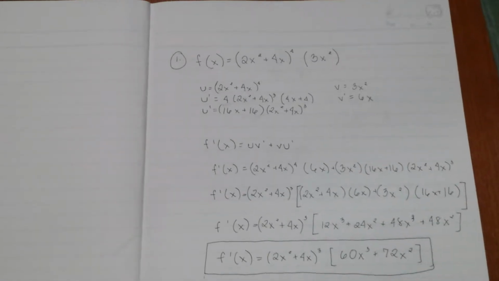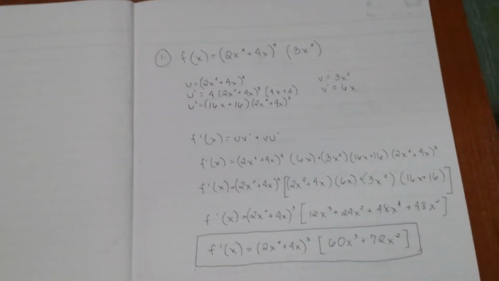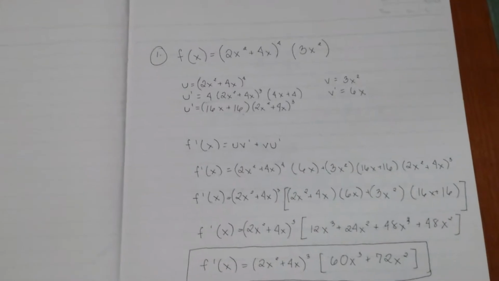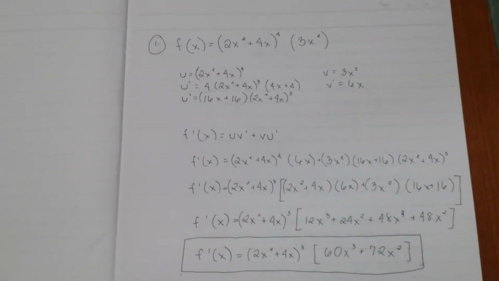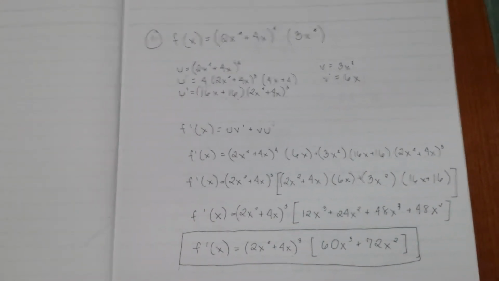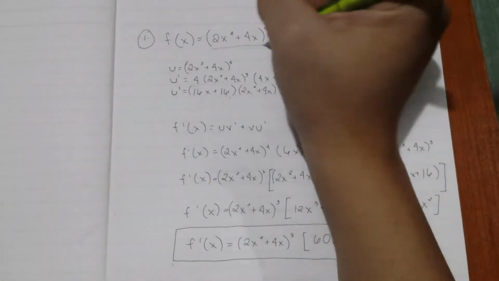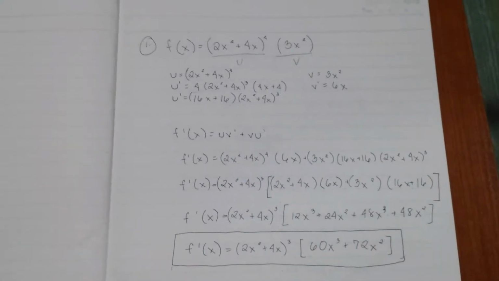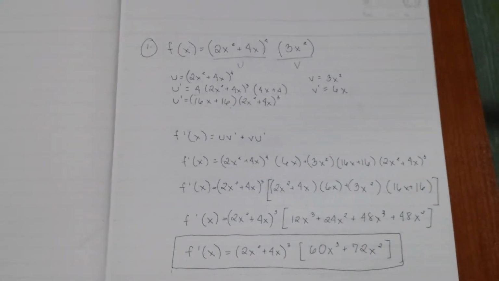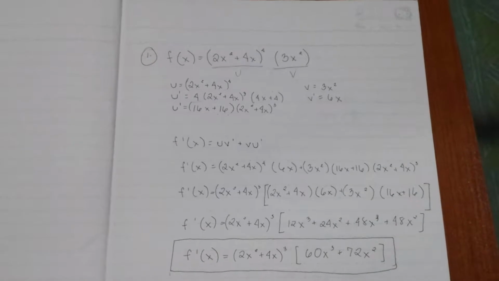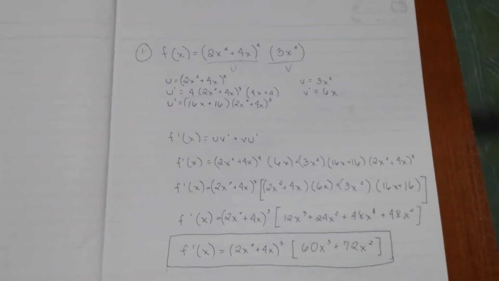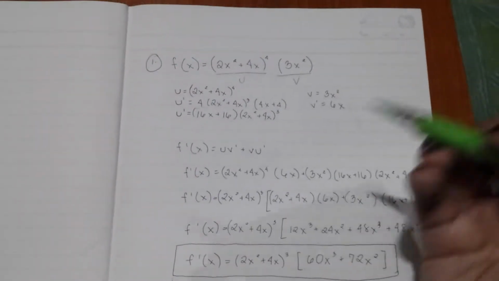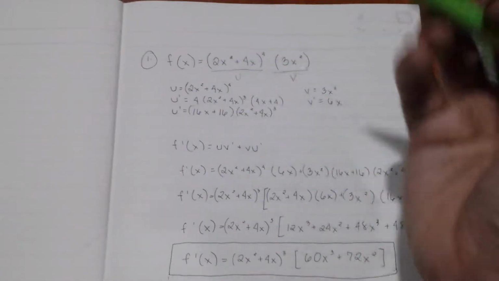So, let's start. For the first example, we have f of x equals (2x squared plus 4x) raised to 4 times 3x squared. First we will use the product rule. We have the u and we have the v. In order to get the derivative of this equation, we will need the u prime and the v prime. Let's start first with the u prime.